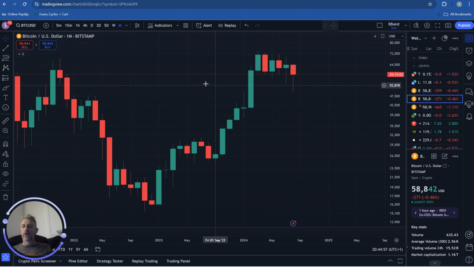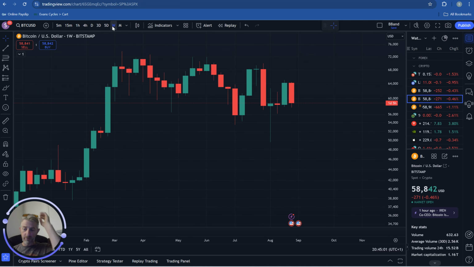I think what I'm going to do now is jump down to the weekly time frame and just put my super cool glasses back on, just check. See that? You can see my camera, the light from my camera shining in the glasses. No, I'm still not cool enough to take them off.